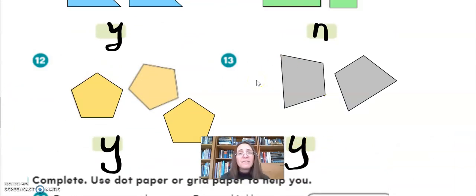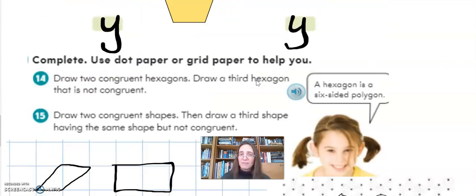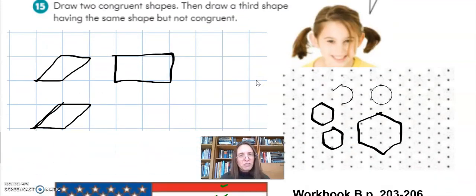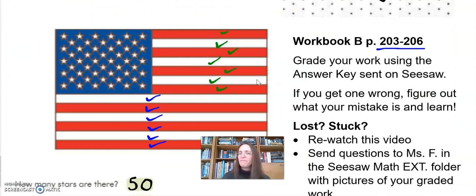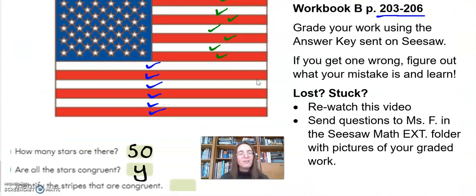Remember, congruent means same shape, same size, and shapes can be flipped, turned, or rotated, or slid over. They slide over to make different kinds of geometric figures.